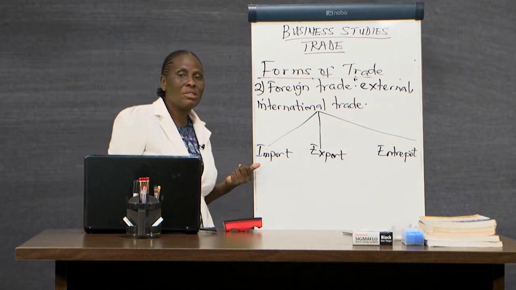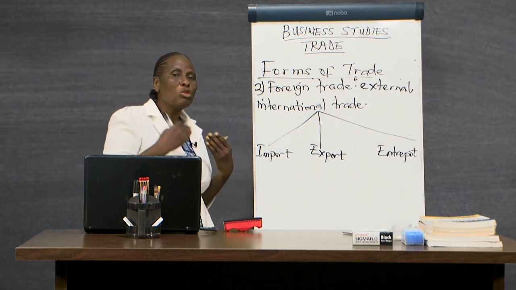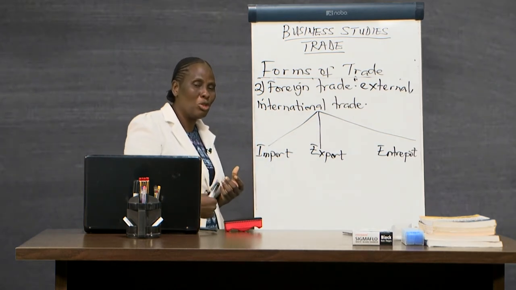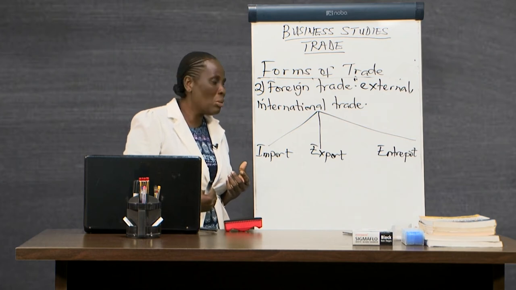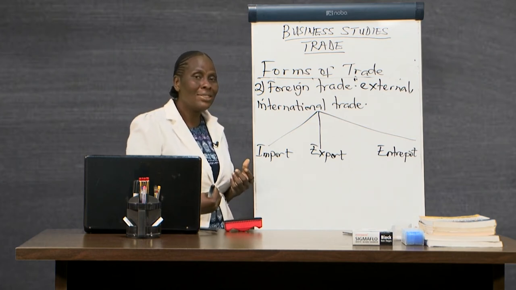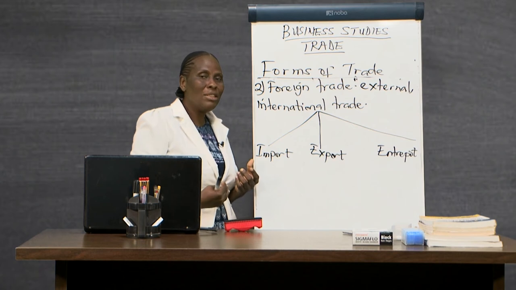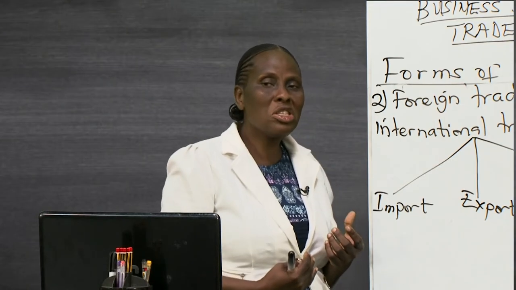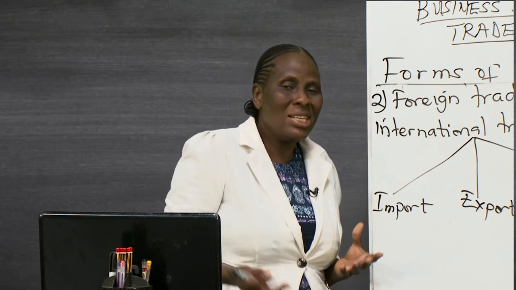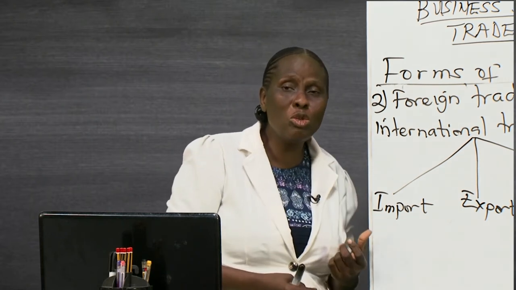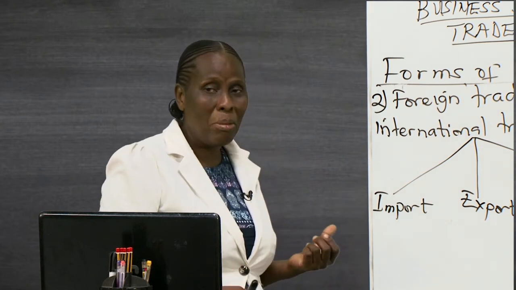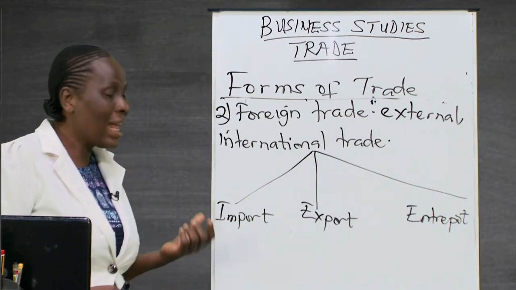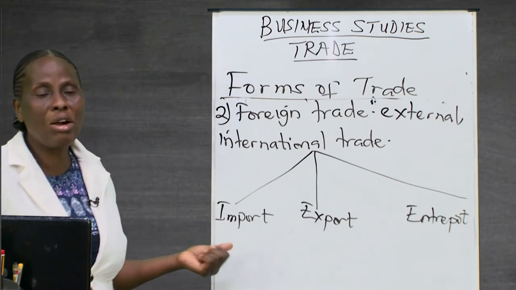When we say imports, we refer to goods that are brought from other countries into our home country. Can you mention some examples of imported goods in Nigeria? I know some of you will be saying, television, computer, some plates, even wristwatches, many things that are imported into Nigeria. Equipment, machineries, we have a lot of them. Even there are some clothes that are imported to our country.